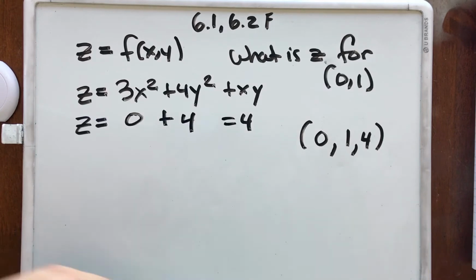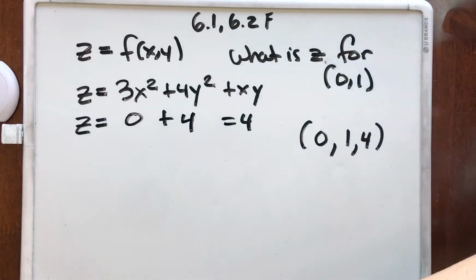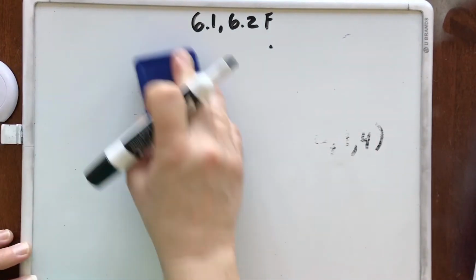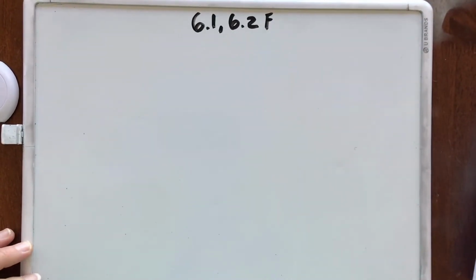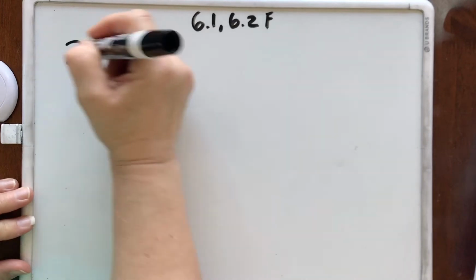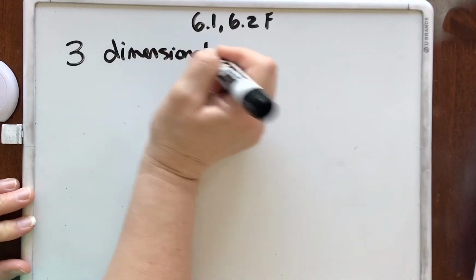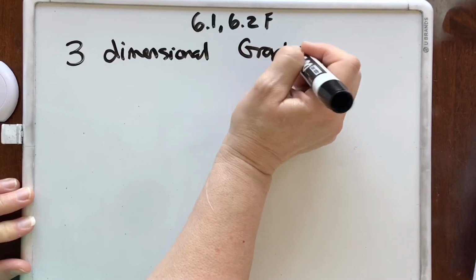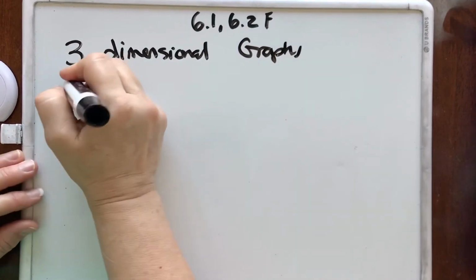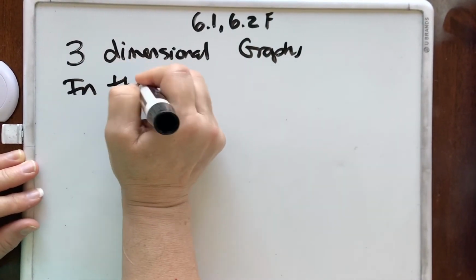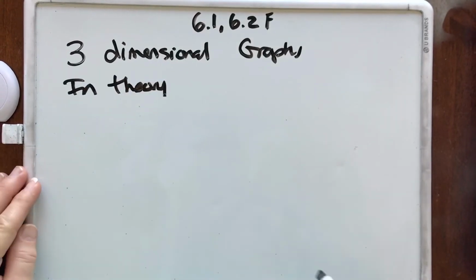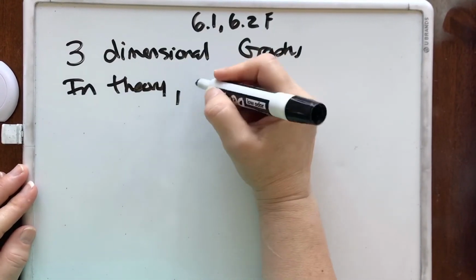Okay? All right. Now, we've been working with three-dimensional graphs. Okay? We've been working with three-dimensional graphs. In theory, all right, we can have a fourth dimension.